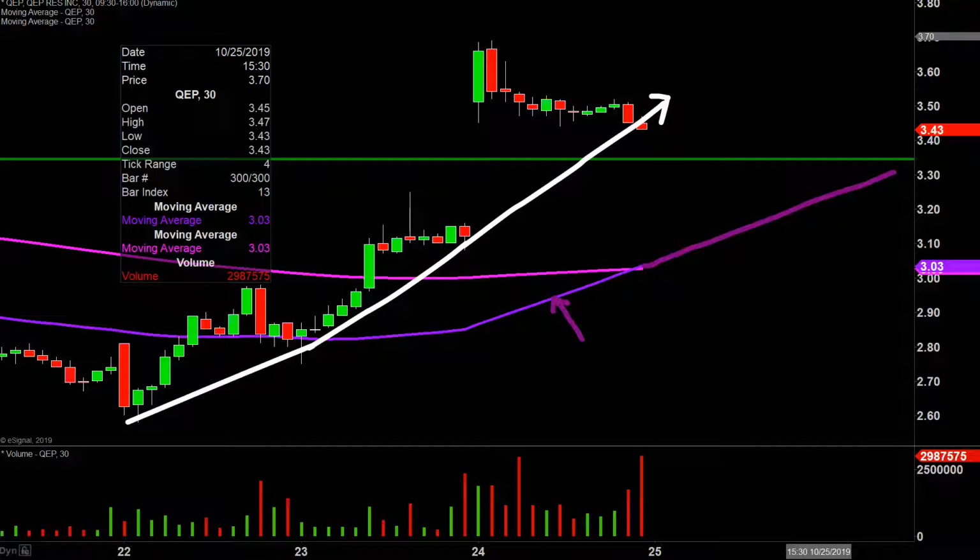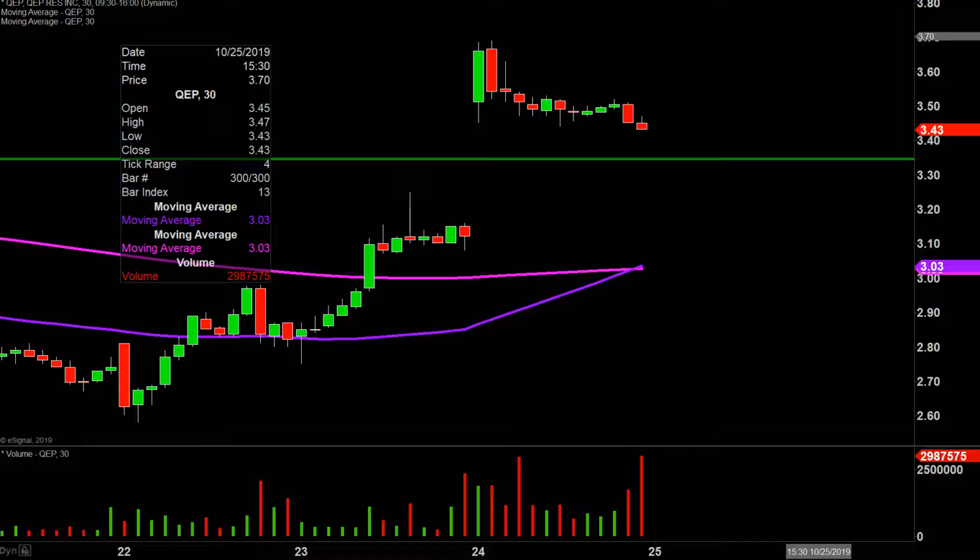Again, staying above 335 would be great, but from the grand scheme of it all, as long as the price is above that purple line, the bulls 100% own the chart.